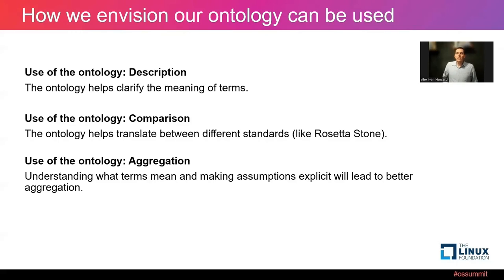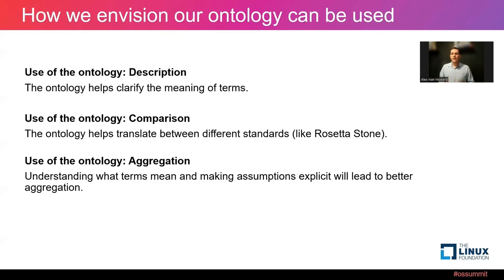So how do we envision that this ontology can be used to solve the problems that we've been talking about? Well, the first problem we talked about was description. And we think that the ontology can help to clarify the meaning of terms. And that in itself can bring some interoperability.